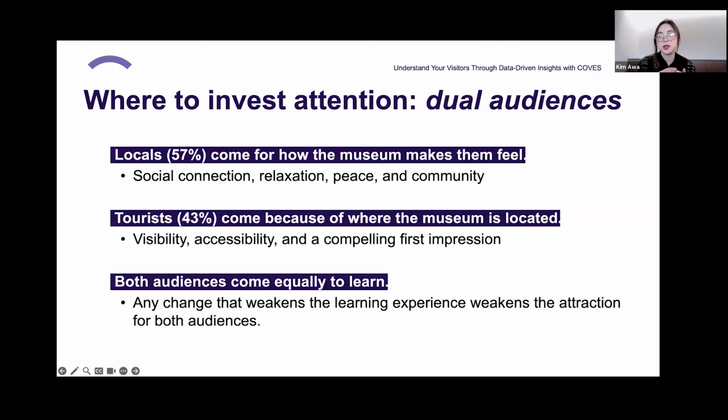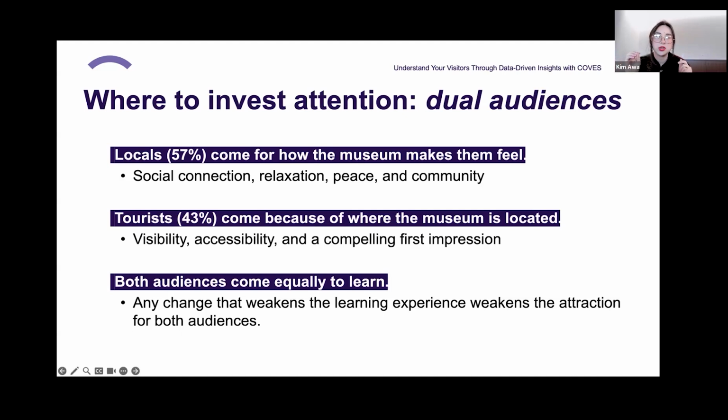So really, to summarize what we're seeing at that national level, local visitors are primarily coming for how the museum makes them feel. That shows up through things like the social connection and sense of community, wanting to spend time together. Tourists, on the other hand, are of course driven by the location. It's something to do while they're visiting the area, which again makes intuitive sense, but they're also looking for connection once they arrive. And I want to say that that's an important distinction.